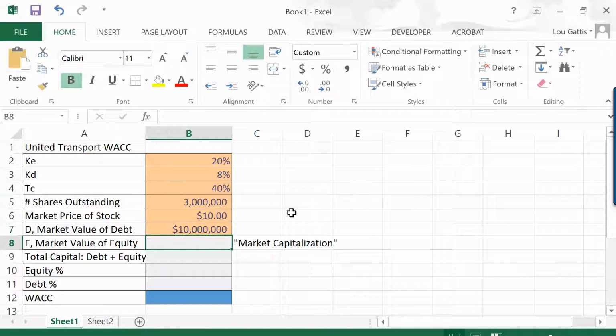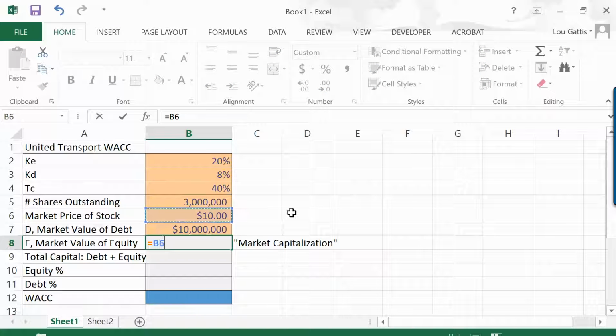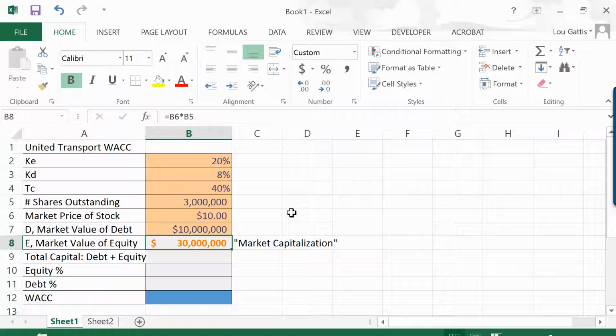So now what we're going to do, we're going to first calculate the total value of equity in the firm, also called the market cap. So I'll take $10 per share times 3 million shares. That's $30 million in equity.